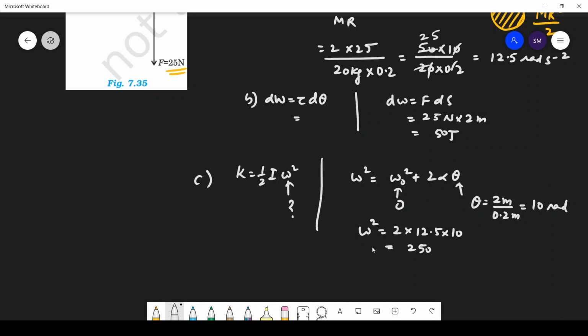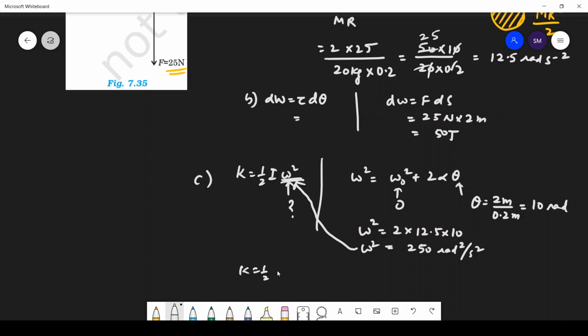Because the units are squared here, those units will also be squared. So radians square per second square. Now we can simply put this value. That is why I have not done the square root, because I need to find the value of omega square. So put this value of omega square over here. So what do you get?